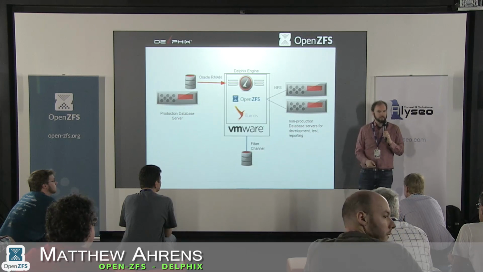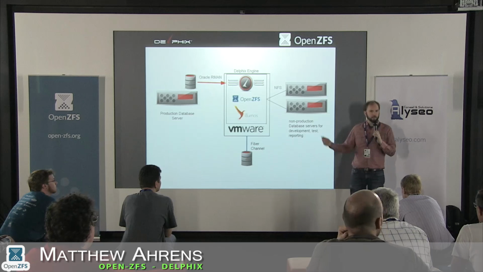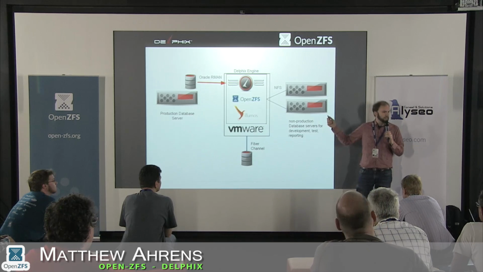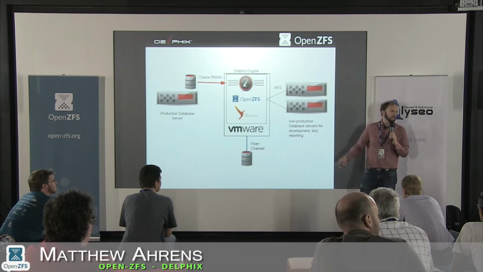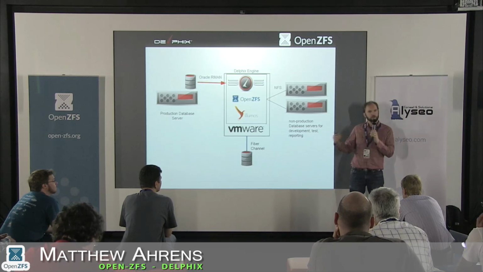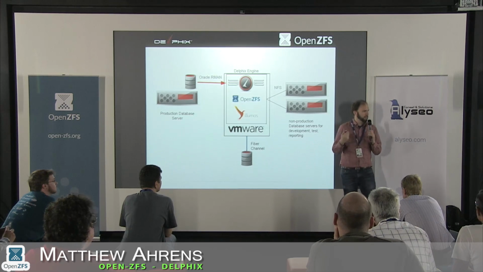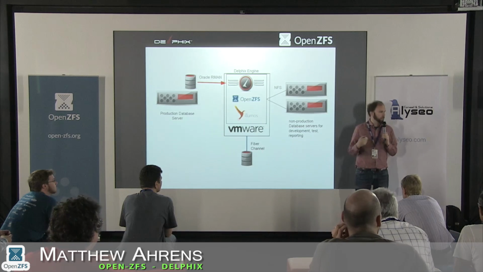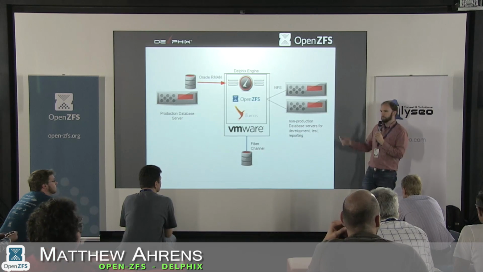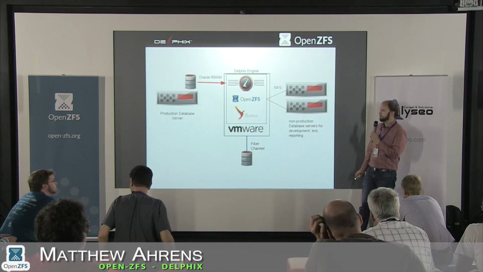So rather than having to do everything super manually, you can just create a new branch of your production database by using Delphix, and then you can do a rollback and you can do a refresh to pull in the new production data, just like you can with Git clone and Git pull, but with your whole production database.